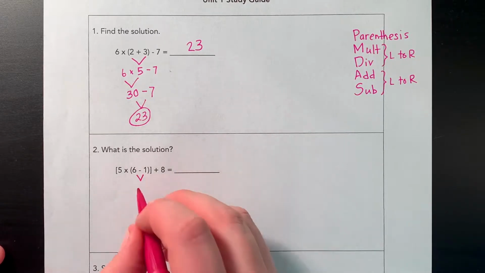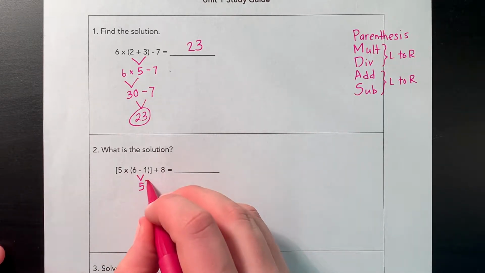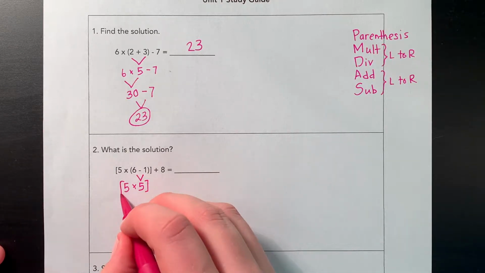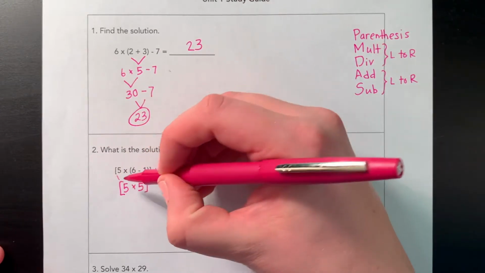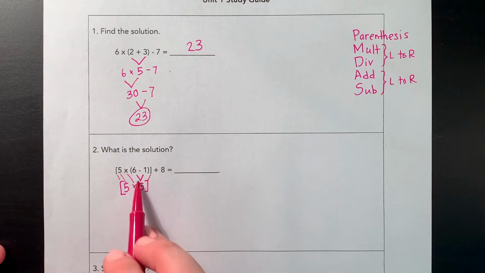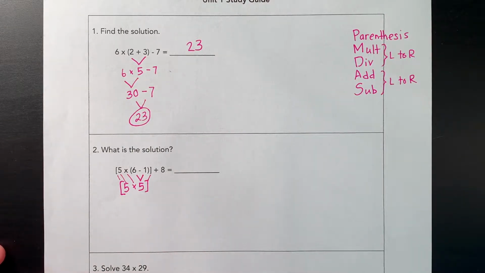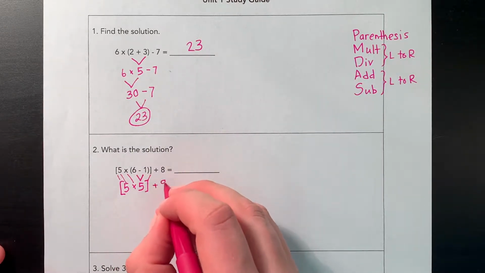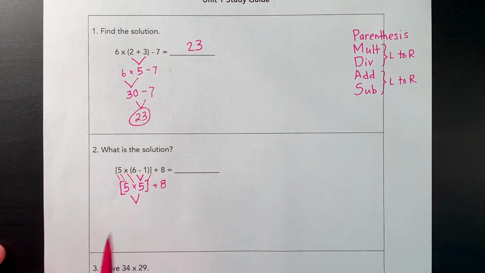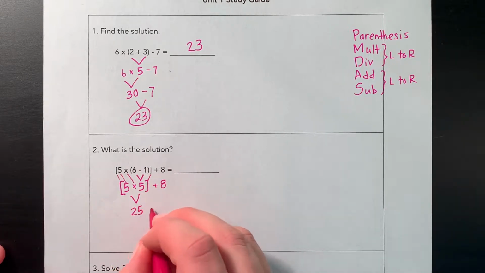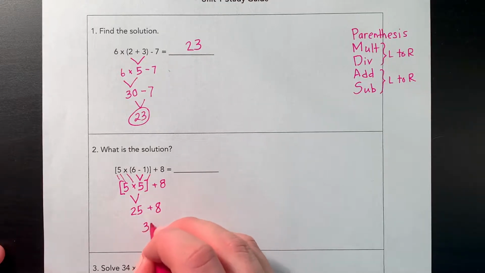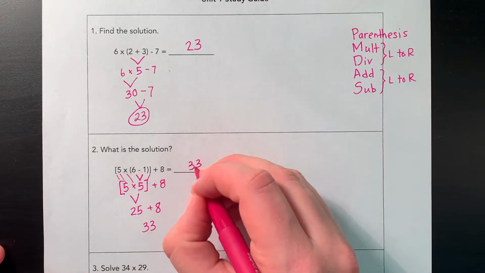So 6 minus 1 is 5. So I'm going to bring down the bracket on this side. On this side, I have a 5 and a multiplication sign. Okay, so you see I brought down the bracket, the 5, the multiplication sign, and the other bracket, and then the 6 minus 1 is the 5 there. So then I'm going to bring down the add 8. Now I know I have brackets, so this is my next step. 5 times 5 is 25, and you add 8. 25 plus 8 is 33. So my answer is 33.